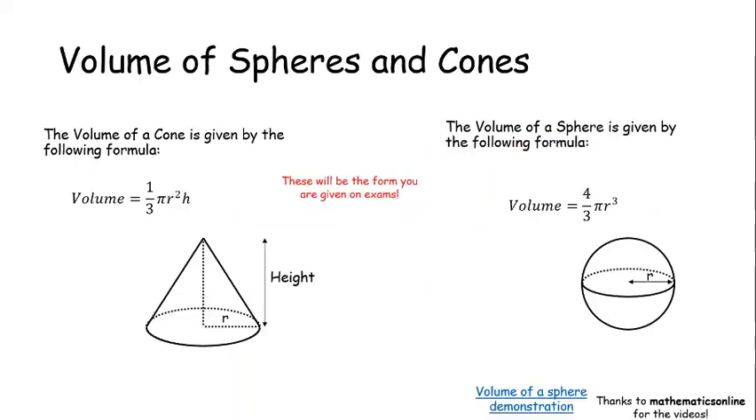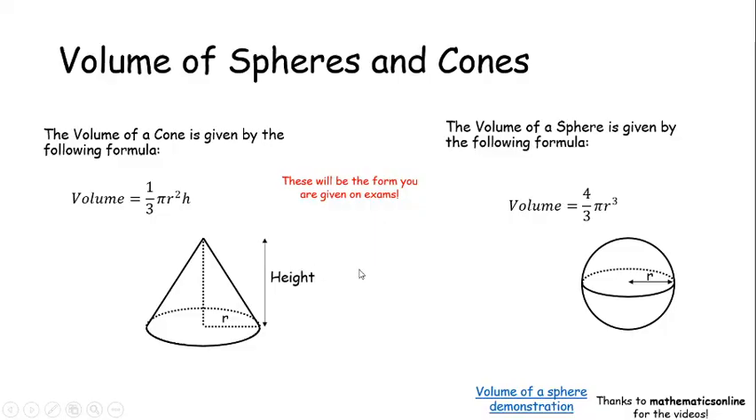Here are your formulas. So if we look at the first formula, the volume of a cone is given by V equals 1/3 times pi times r squared times height, or h. Now, the r represents the radius of the base of the cone, which is a circle. The h, like I said, represents the height of the cone.